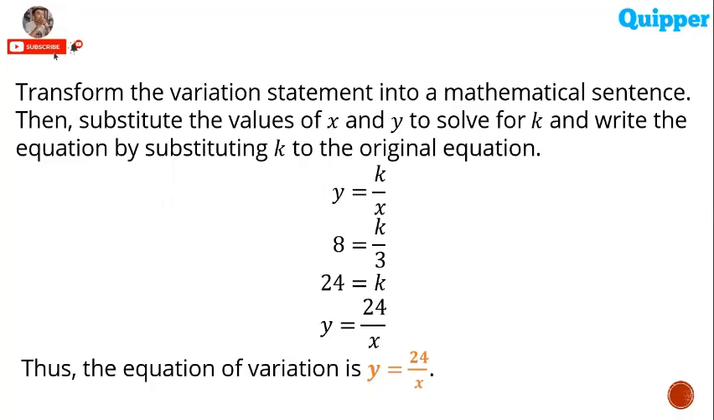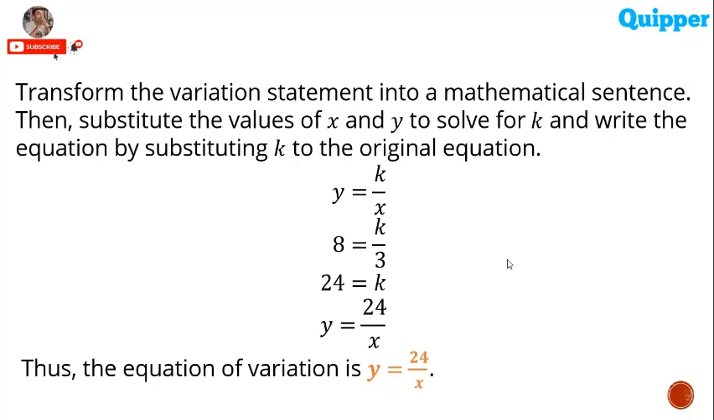So you have the given values of y and x, and then just substitute the values. We have 8 for y and then 3 for x. Next, we can simply cross multiply. We have 8 times 3, that's 24, and 1 times k is k. That is 24. Now that is your value of k. Substitute 24 as the value of k to the original equation for you to get the equation of variation, which is actually y is equal to 24 over x. This is how you write the equation of variation.